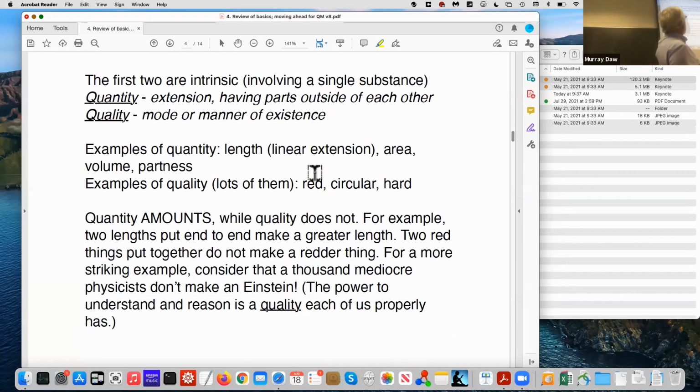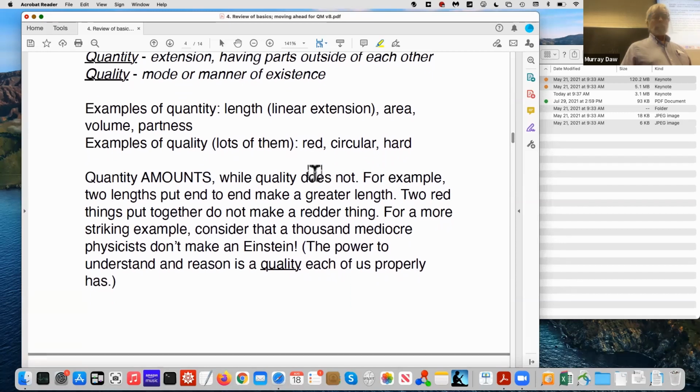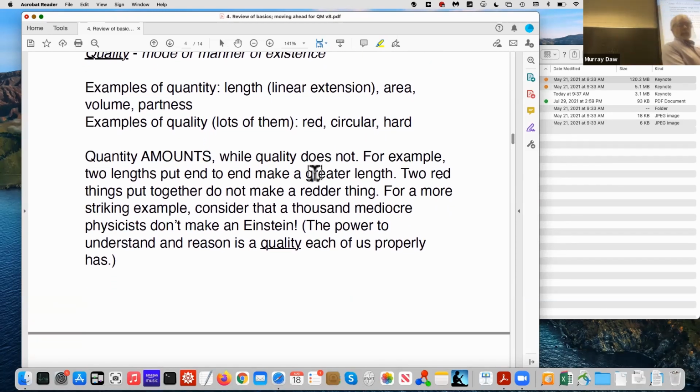So the two distinctions between the first two, quantity and quality. Quantity has amounts. I can take quantities and make a bigger quantity. And all quantity can be made up of smaller quantities put together. Qualities are mode or manner of existence. So quantity is length, area, volume, having parts. Don't measure it yet. Just it's got those aspects.